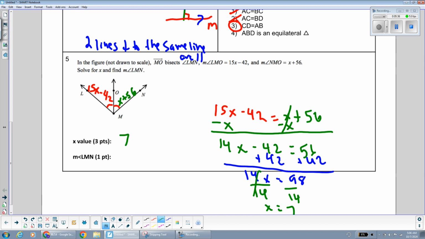Now we need to find the measurement of angle LMN, which is the whole big angle. So let's plug in. I'm going to plug in this side first. 15 times 7 minus 42. And that gives me 63. And we can plug into this side too if we want. But we know it also has to be 63 because the angle is bisected, so it's being split into 2 equal parts. So together, both 63-degree parts make a whole 126-degree angle.